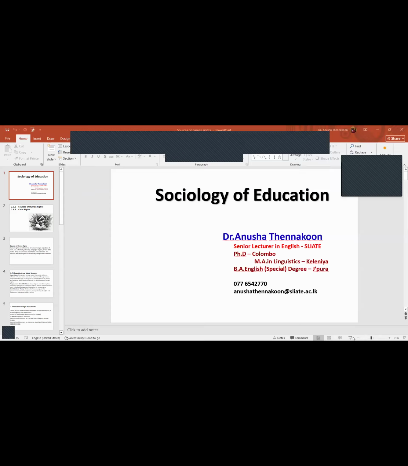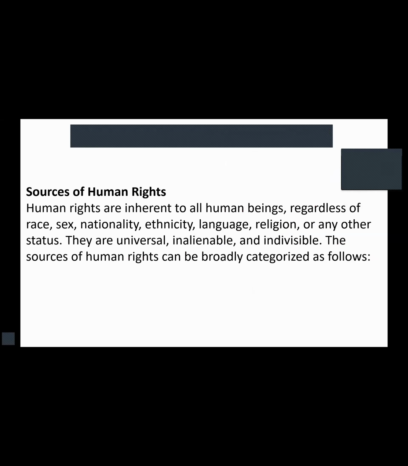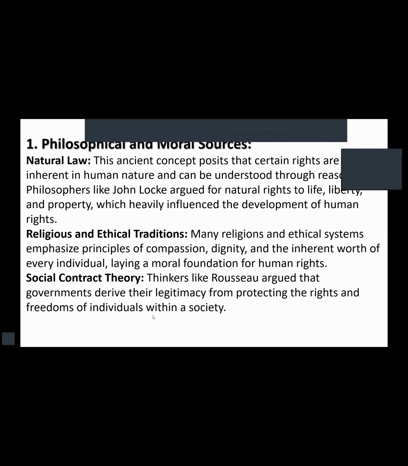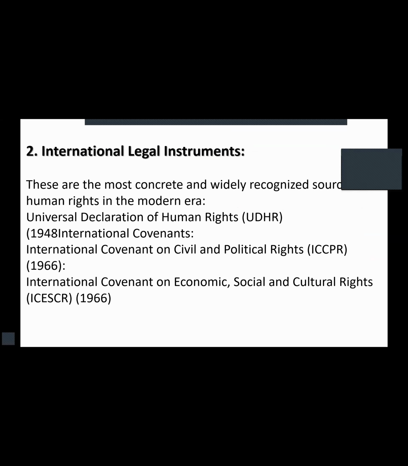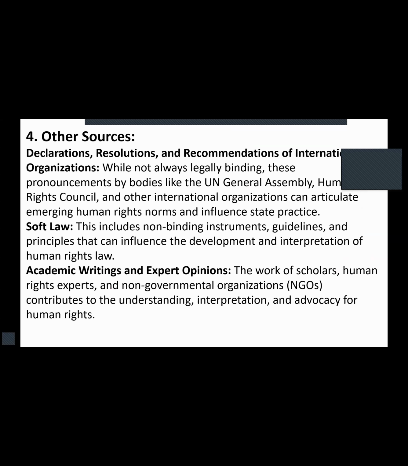So I hope you all can remember what we did last. As I can remember, that is sources of human rights. Okay, now hope you can see the slide. Sources of human rights: philosophical and moral sources, international legal instruments, national legal systems, and other sources.